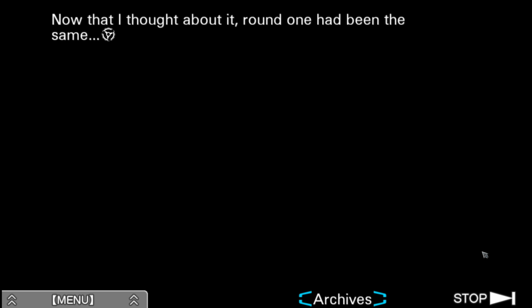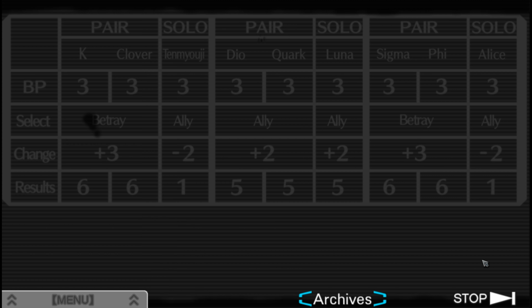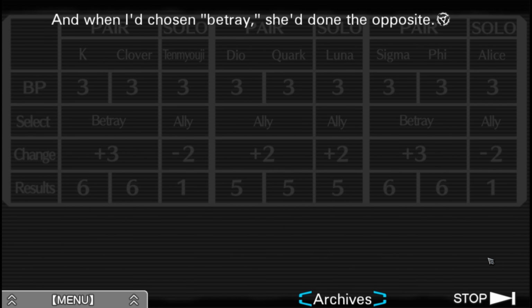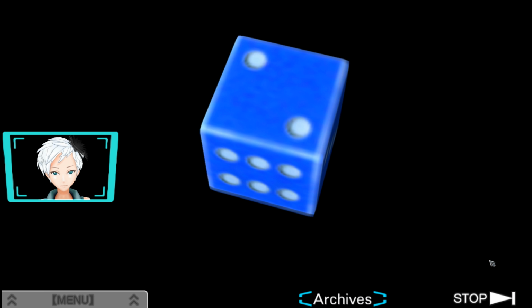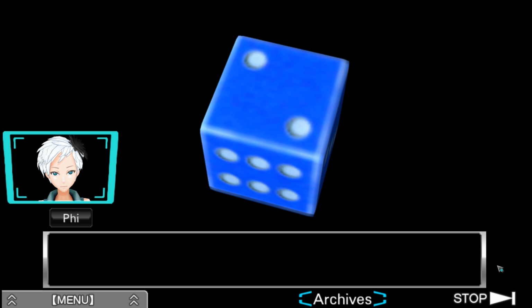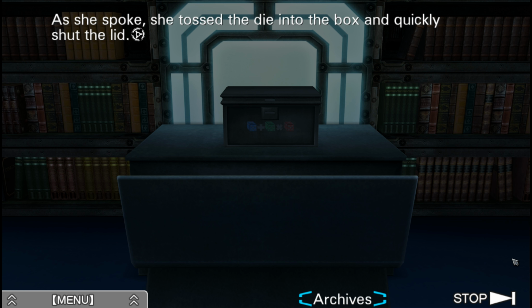Now that I thought about it, round 1 had been the same. Yep, with Alice. And when I'd chosen Betray, she'd done the opposite. Look at this die. I found it over there. Let me give you one last example. As she spoke, she tossed the die into the box and quickly shut the lid.